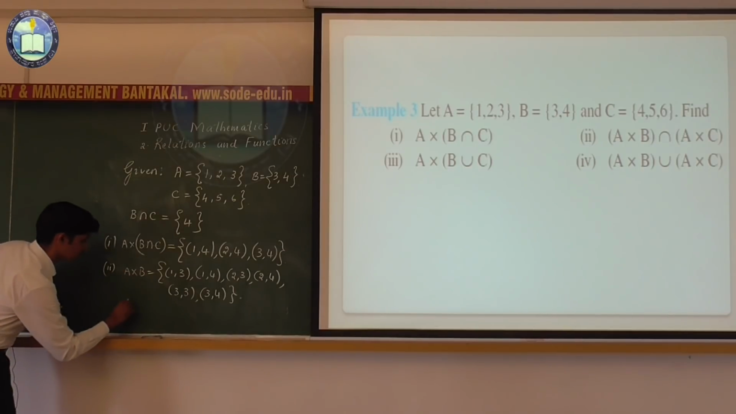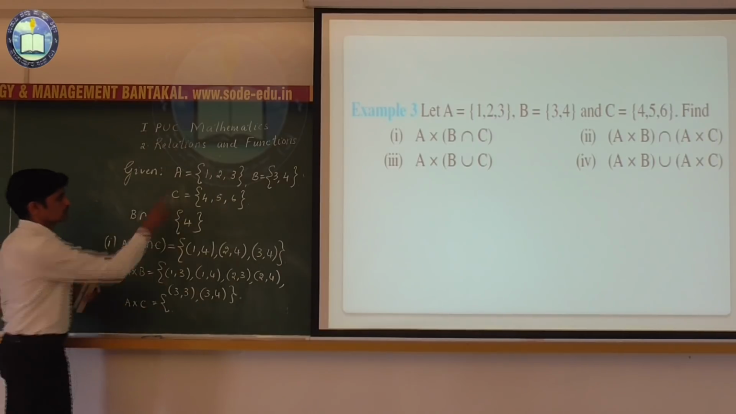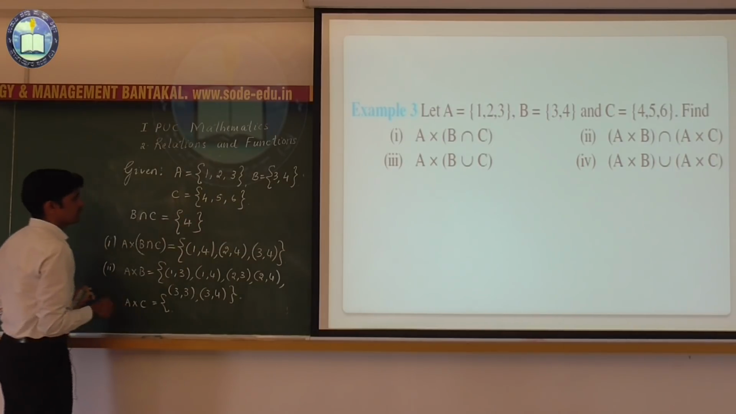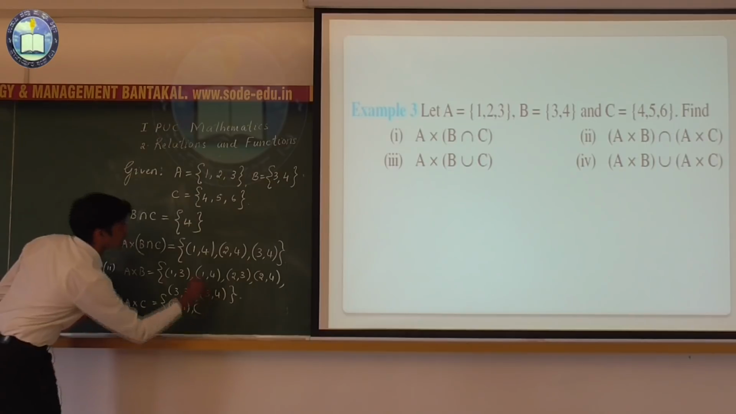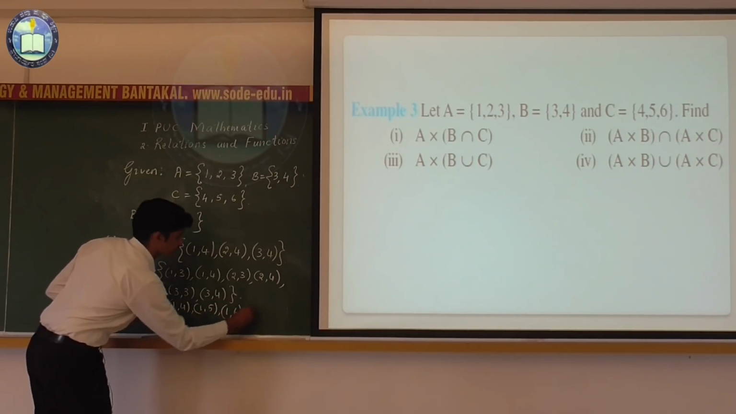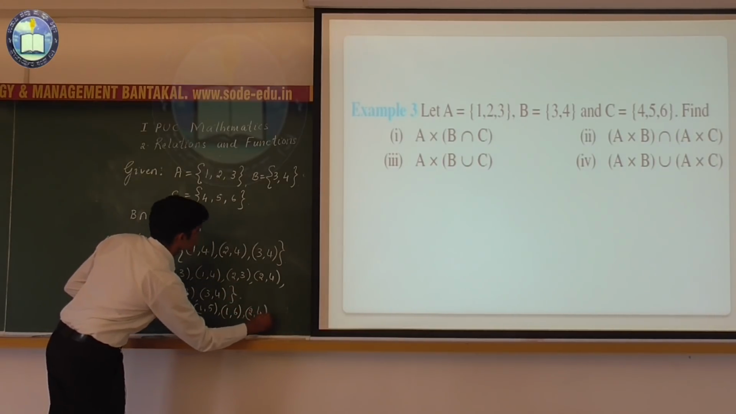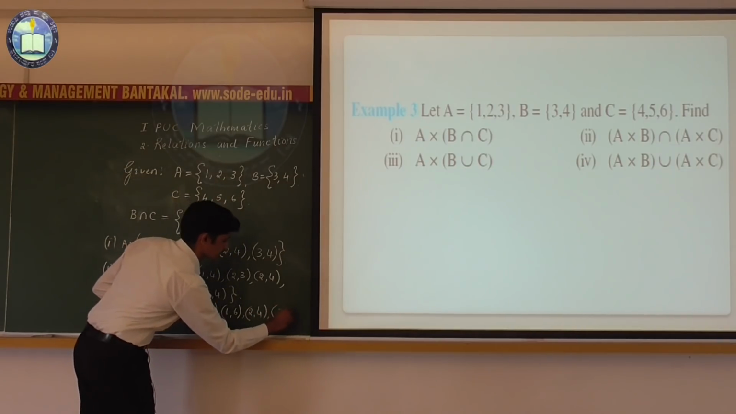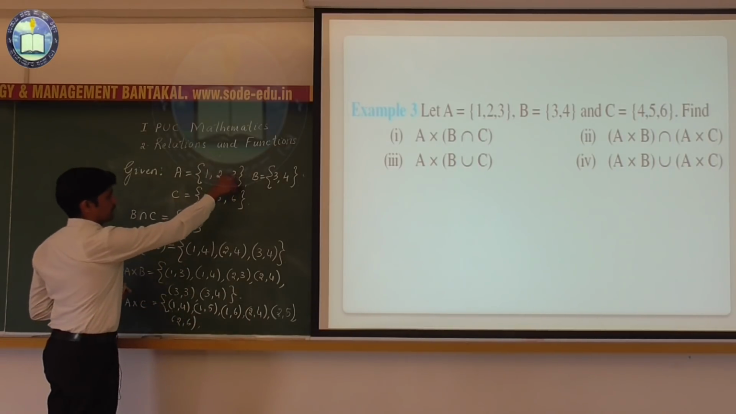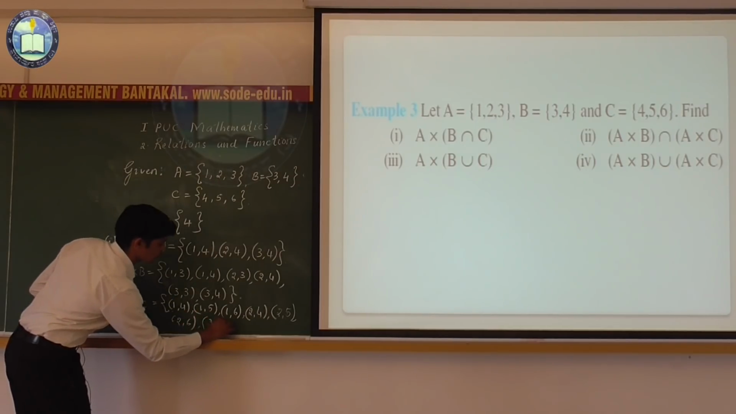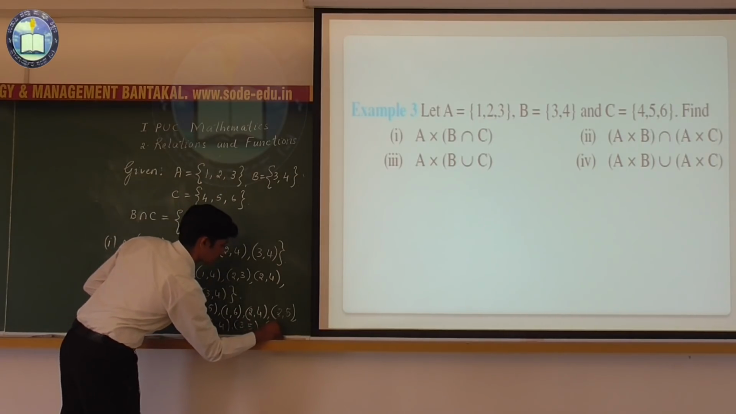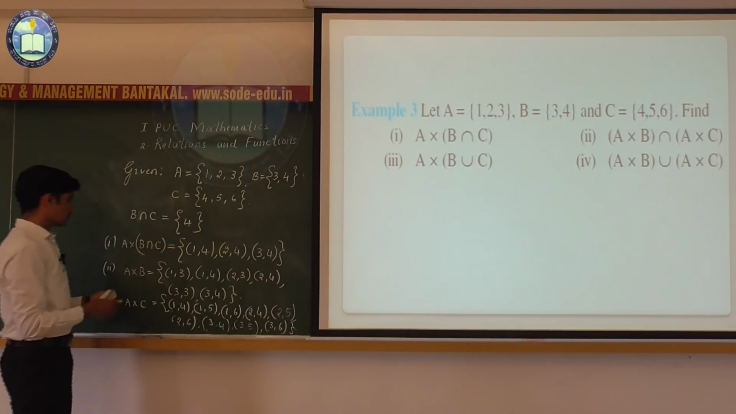Then A cross C is equal to, A has 3 elements, C has 3 elements, and therefore there will be 9 elements: (1,4), (1,5), (1,6), (2,4), (2,5), (2,6), then (3,4), (3,5), (3,6). This is the A cross C.